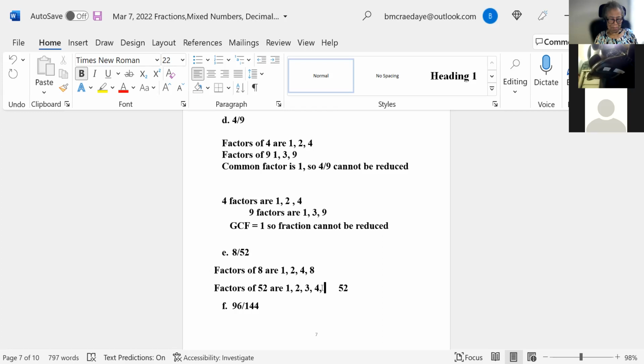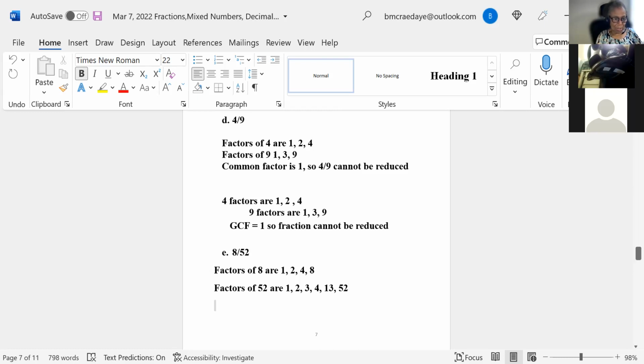I don't think so. There's another one. 4 times what number gives 52? Oh, let's see. 52 divided by 4 is what? 14. 14 times 4? No, that's 56. No, 13. Yeah, 4 times 13 is 52. Okay. So what factors do they have in common? 4.